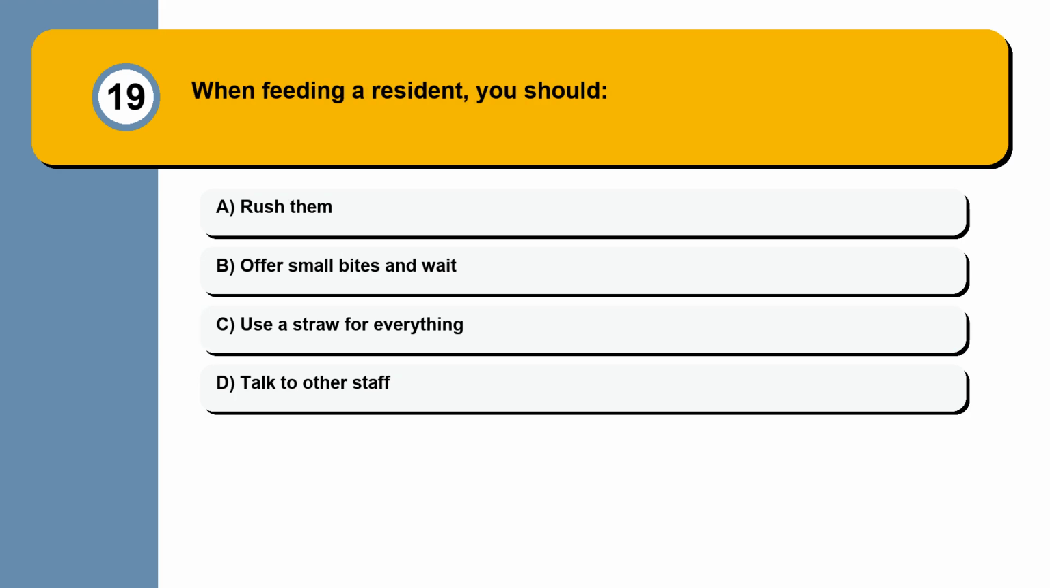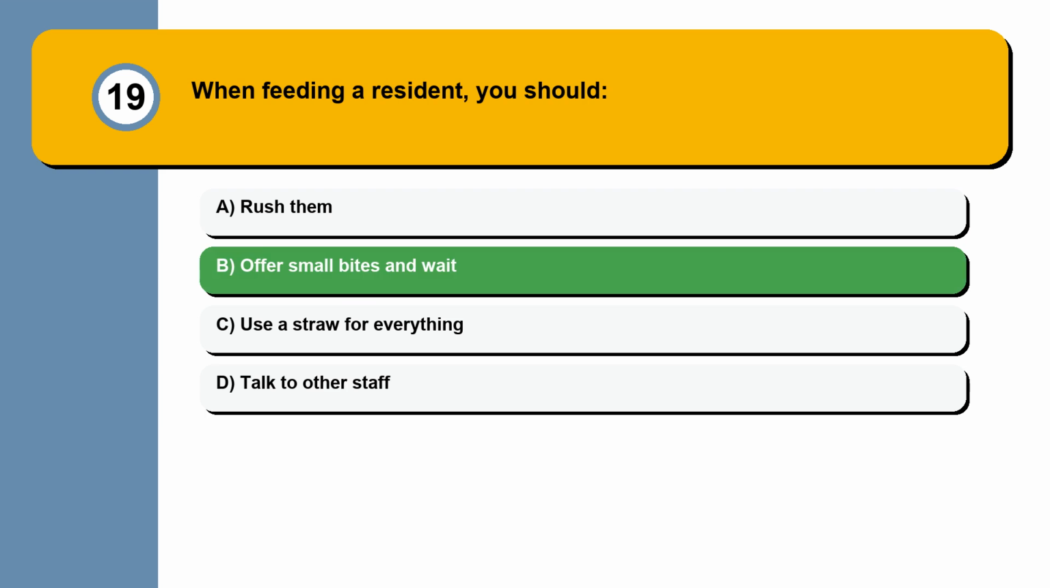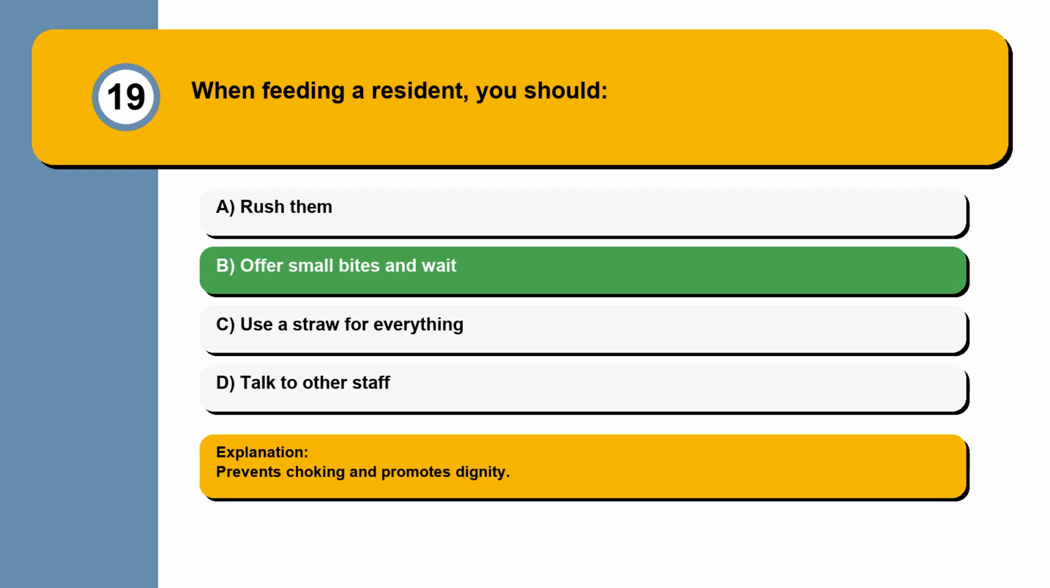Question 19. When feeding a resident, you should rush them. Offer small bites and wait. Use a straw for everything. Talk to other staff. Prevents choking and promotes dignity.